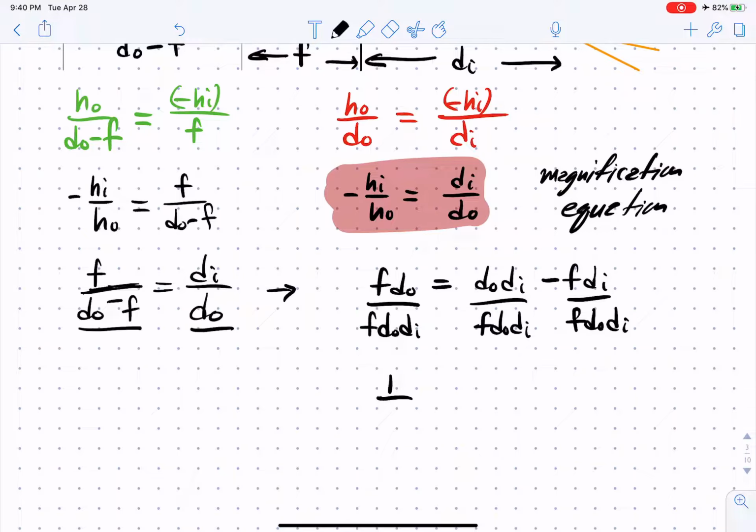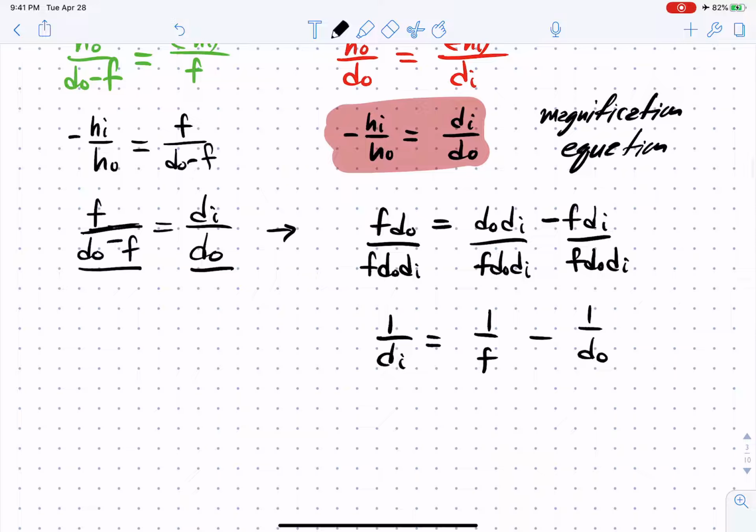Okay, so in this one we just get 1 over d_i. On this one we just get 1 over f, and this is 1 over d_o. The rest of it cancels, which, lo and behold, is our thin lens equation.